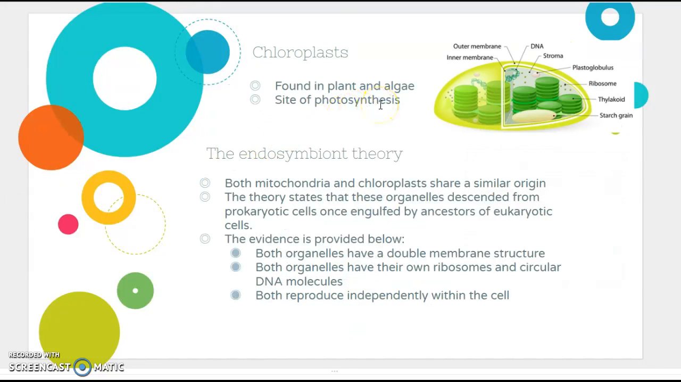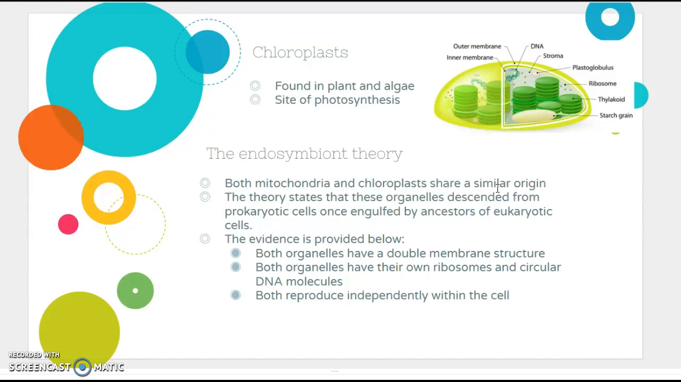The chloroplasts are found in plants and algae. These are for organisms that cannot make their own food. It's the site of photosynthesis. And there's a theory that exists about mitochondria and chloroplasts. So scientists believe that mitochondria and chloroplasts have a similar origin. The theory states that these organelles, so the mitochondria and chloroplasts, descended from prokaryotic cells that were once engulfed by the ancestors of eukaryotic cells.